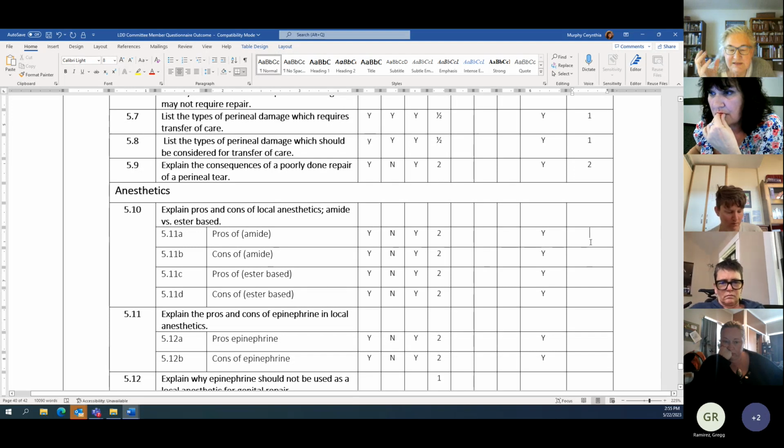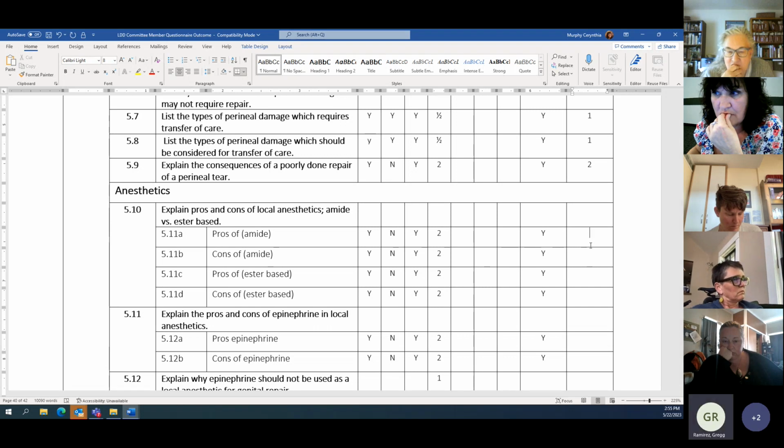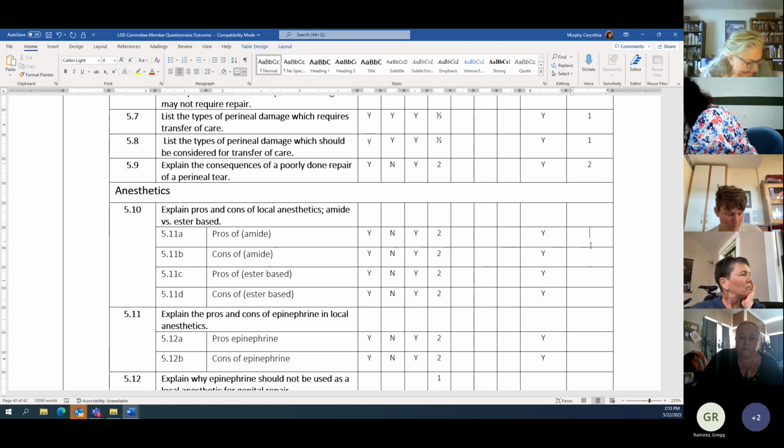So local anesthetics as a group, whether it's an amide or an ester based, have pros and cons. So we could all think of swelling and misalignment and so on. Then the difference between amides and esters aren't about pros and cons. They're about what is the difference between them. So somehow that got conflated into 2 questions, into 1 question, when in fact it's 2 questions. And I didn't realize it until I've been looking at it.